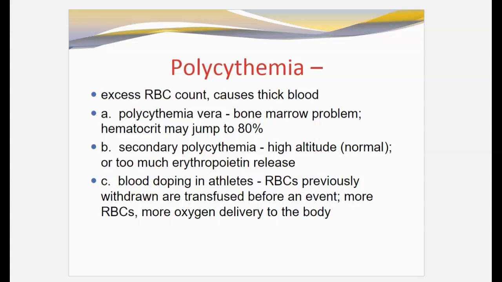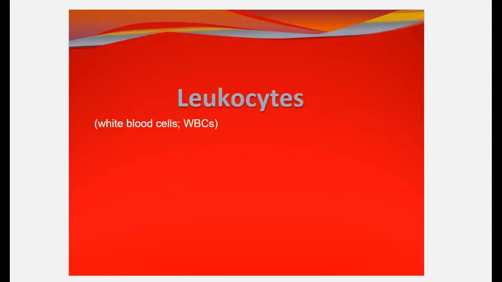People in the past, and probably continue to, will undergo blood doping where they'll pull out their own blood, spin it down, store the packed red blood cells, and then transfuse it back into them so they actually have more red blood cells, more oxygen, more ATP, more energy, better athlete. We'll stop.